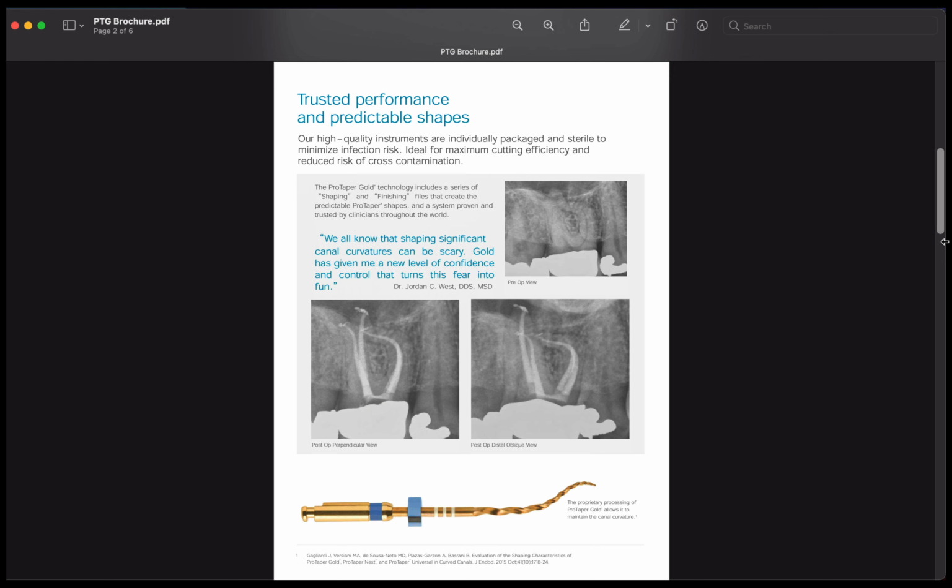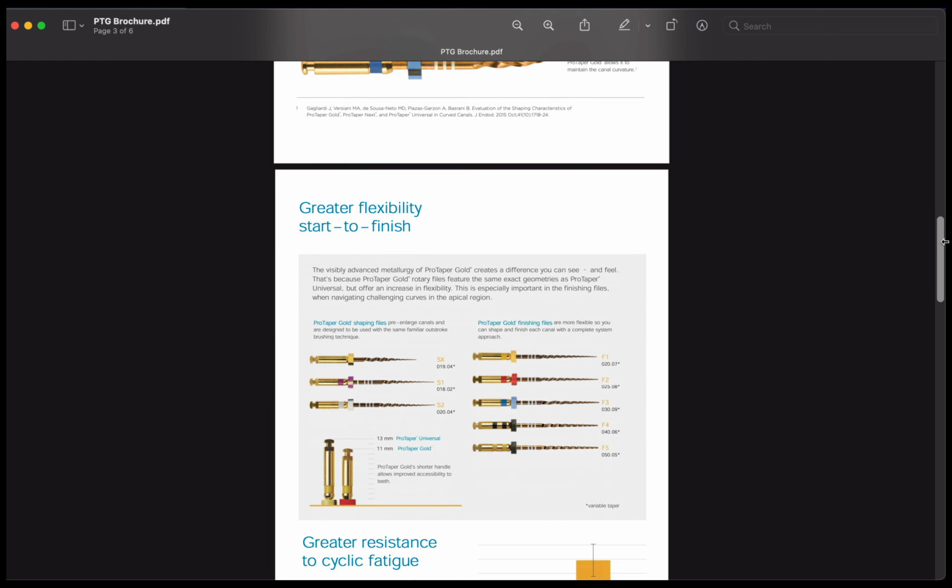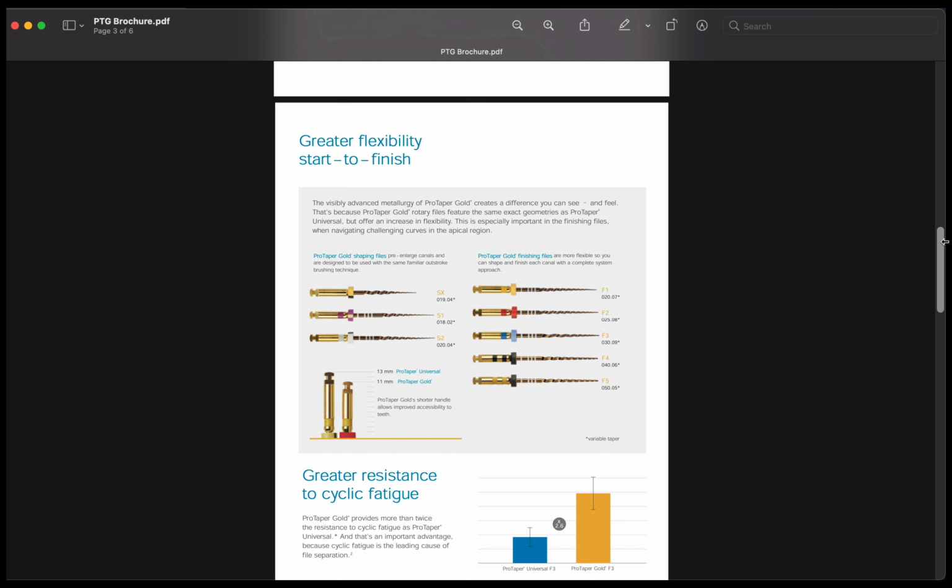The rotary files themselves, they come in this sequence. So what you do is you start with your orifice opener, your SX. This is actually the orifice opener that I prefer. So I use the SX, even though I don't use ProTaper Gold as my workhorse rotary system.